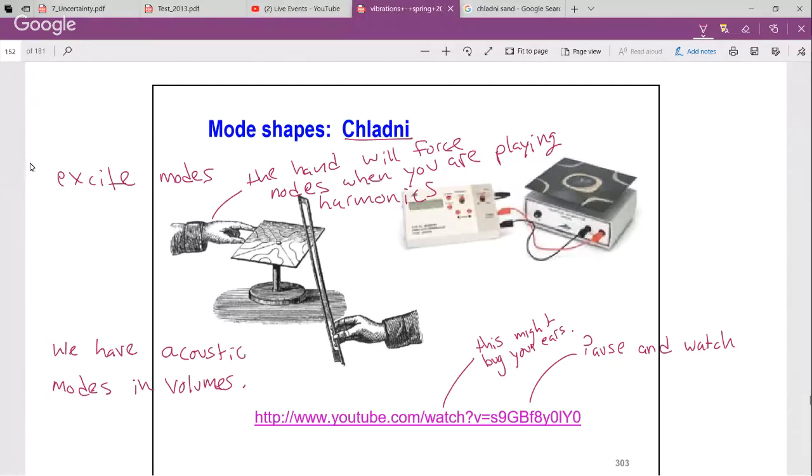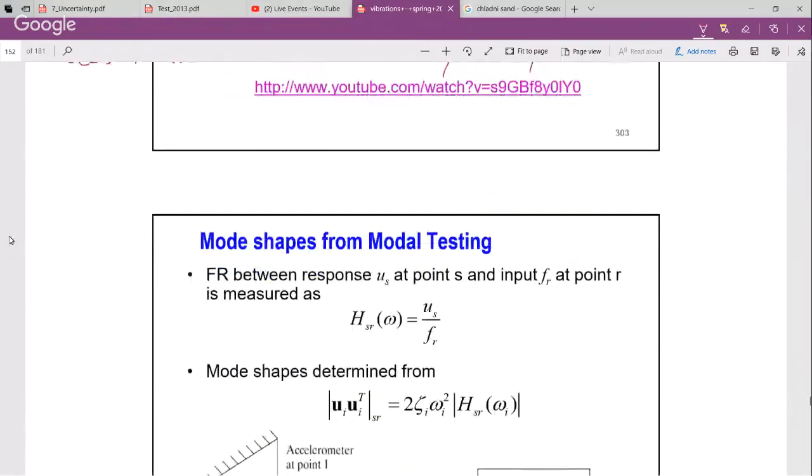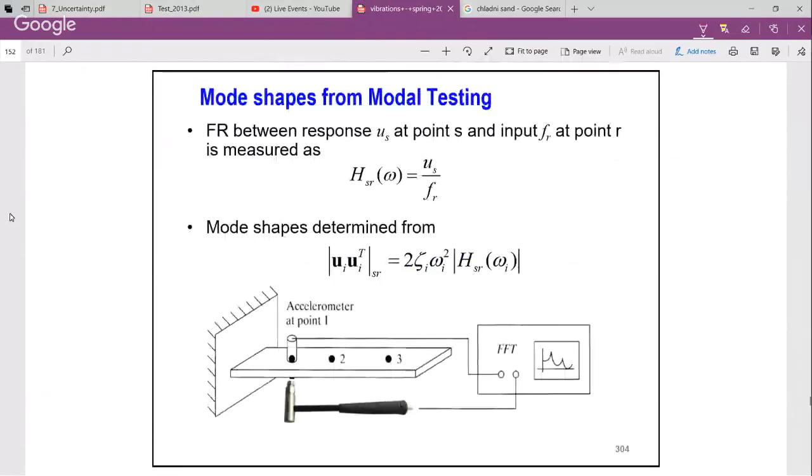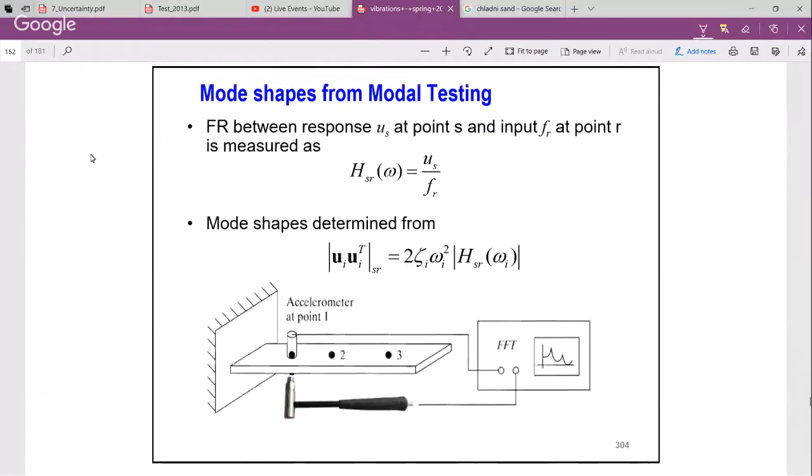All right, so what I want to do is show you the formal modal test approach. But first, I just want to show you the data and get you to appreciate that you don't really need a whole lot of mathematics, just a little bit of common sense, to really understand how to use modal analysis. Okay, so here's an example.